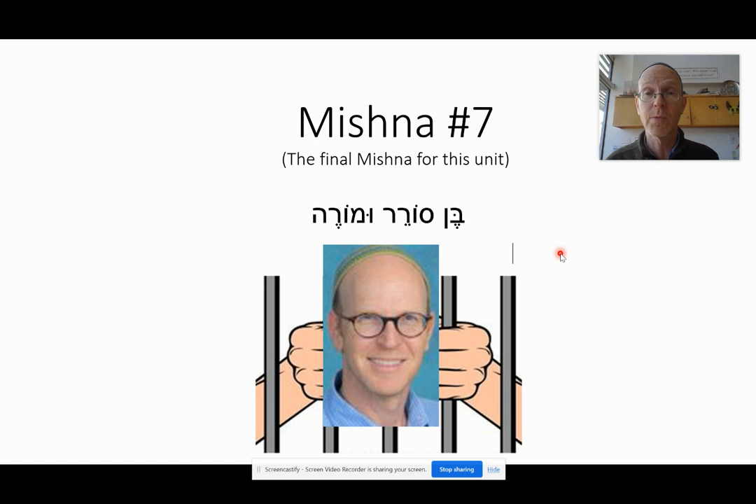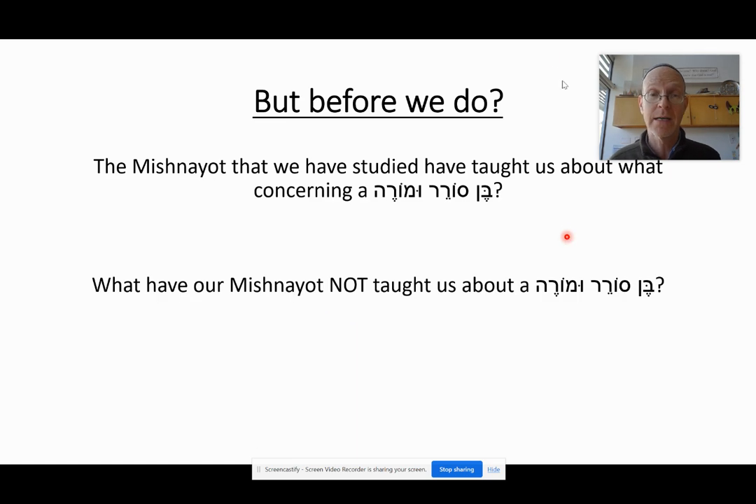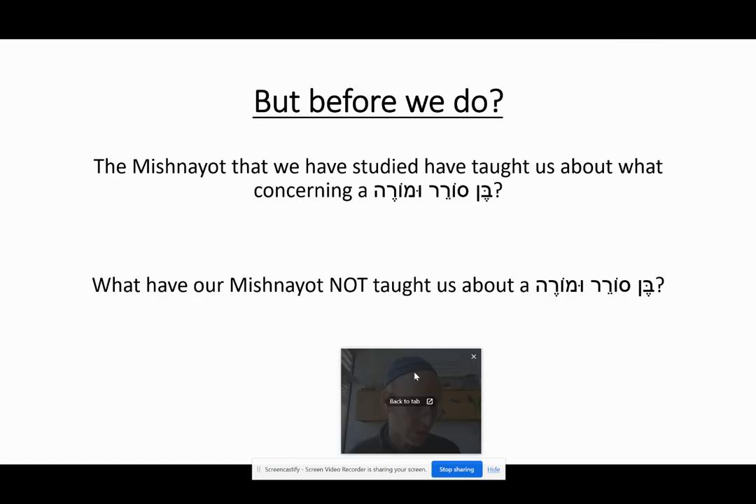And your final question of the day is, so we're up to our final Mishnah of this entire unit. And before we do that, I want to ask the following questions. One, and this is question number 26: the Mishnahs that we have studied have taught us what concerning the Ben Surrer Moreh? Give me 3 ideas.